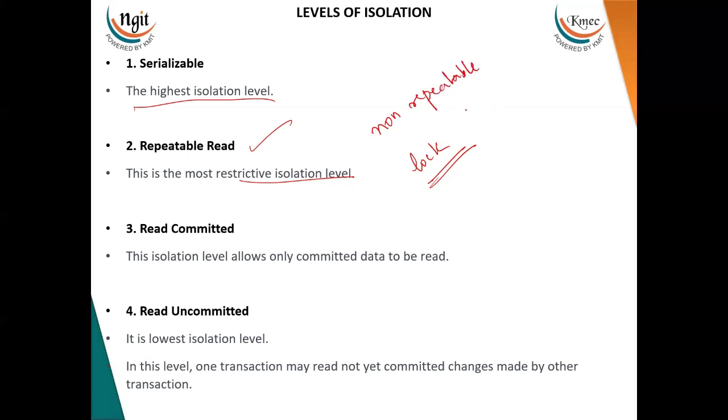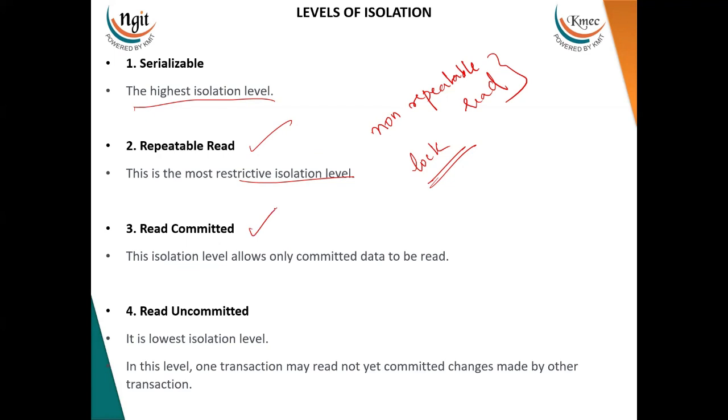Non-repeatable conflict or non-repeatable read. So this kind of problem can be avoided whenever the transaction holds a lock to perform a read or write operation. That is about this level of isolation.